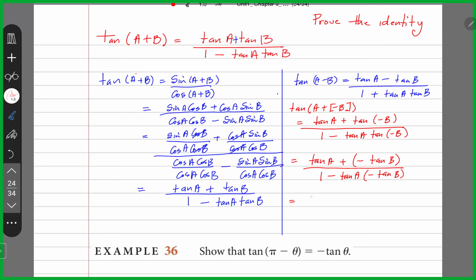So this becomes tan A, a positive times a negative is a negative, minus tan B all over 1, a negative times a negative is a positive, tan A tan B. So tan(A - B) is equal to tan A minus tan B divided by 1 plus tan A tan B. Tan(A + B) is equal to tan A plus tan B over 1 minus tan A tan B.